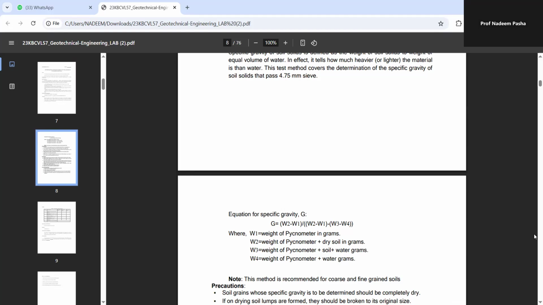So what is W1? Weight of pycnometer in grams. W2 is weight of pycnometer plus dry soil in grams. W3 is weight of pycnometer plus soil plus water in grams. W4 is weight of pycnometer plus water in grams. This method is recommended for coarse and fine grained soil.